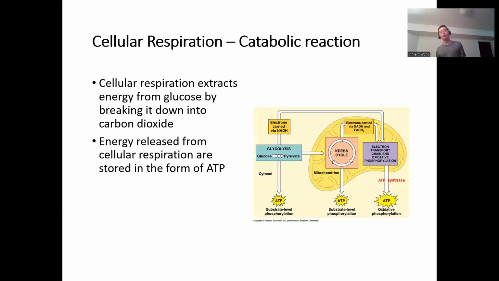So one of the major catabolic reactions that are happening in the body is cellular respiration. We mentioned cellular respiration a couple times already. It happens in the cell where you take glucose and combine it with oxygen to produce carbon dioxide, water, as well as energy, which would be captured by ATP, as we know now.